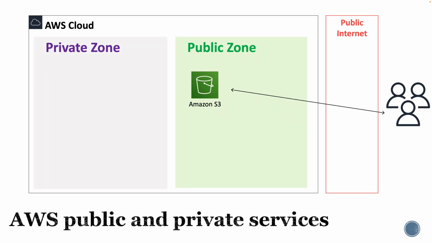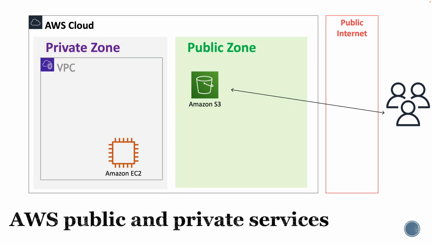Now, what is an AWS private service? Well, a private AWS service sits and lives inside the AWS private zone. And you will see it has no direct connection to the open internet or the AWS public zone. Inside of the AWS private zone, we can create an isolated environment like an Amazon VPC or create an EC2 instance. And by default, this is completely isolated.